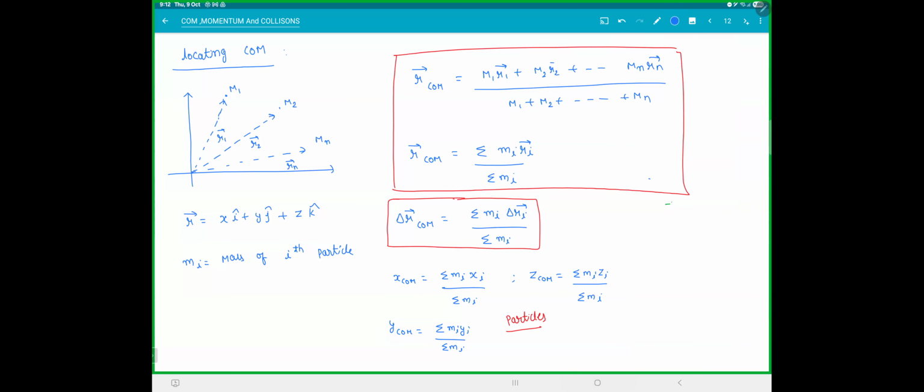So when particles are given, use this formula, sigma mi ri and everything. You can put it down in case you want. Easy to remember though. And others, do keep your cams on.